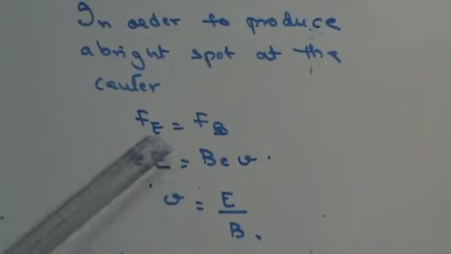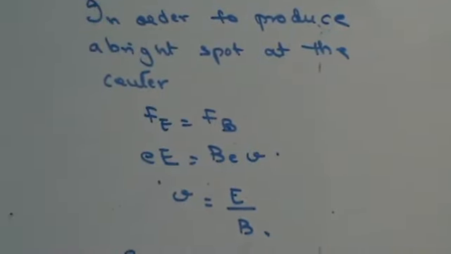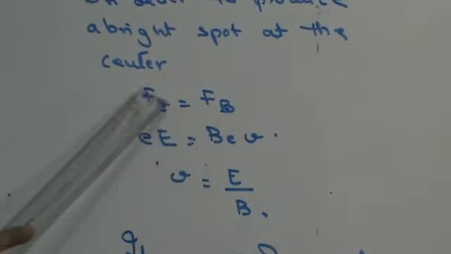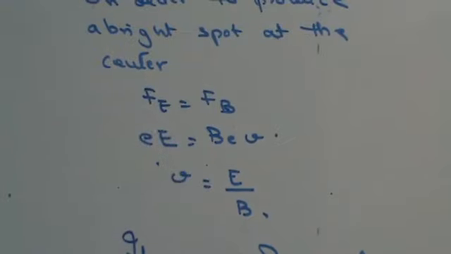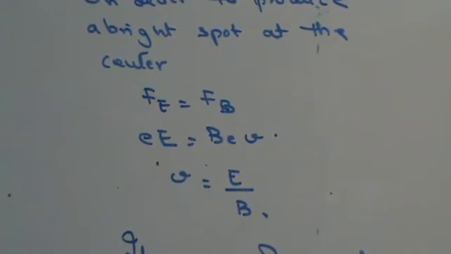This is possible only if Fe is equal to Fb, because Fe was pushing the particle upwards and Fb is pushing the particle downwards. If the beam is traveling in a straight line, that means the upward force is equal to the downward force. We've already found the values of Fe and Fb. Therefore, eE is equal to Bev. Thus, v is equal to E upon B.